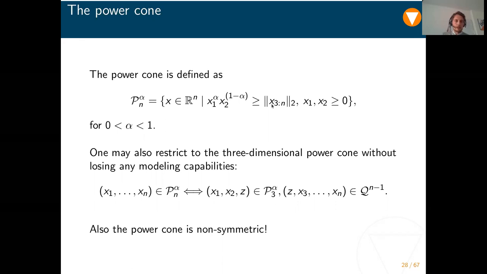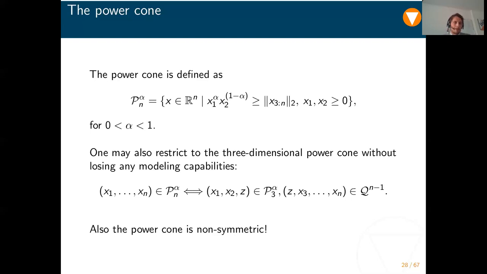Sometimes you'll only see the power cone introduced in three dimensions as well. That can be done because if you introduce an auxiliary variable z, and you also have the quadratic cone at your disposal, then you can model the n-dimensional power cone with the three-dimensional power cone. So you sometimes see that, but that's more detail. And now what's important here: the power cone is the second example of a non-symmetric cone. If you think of these five cones that we have introduced now, LP, quadratic, SDP, exponential and power, then the first three are symmetric cones, and power and exponential cone are non-symmetric.